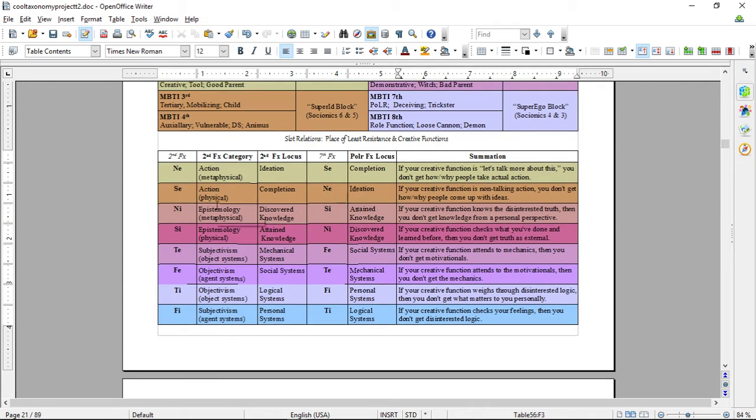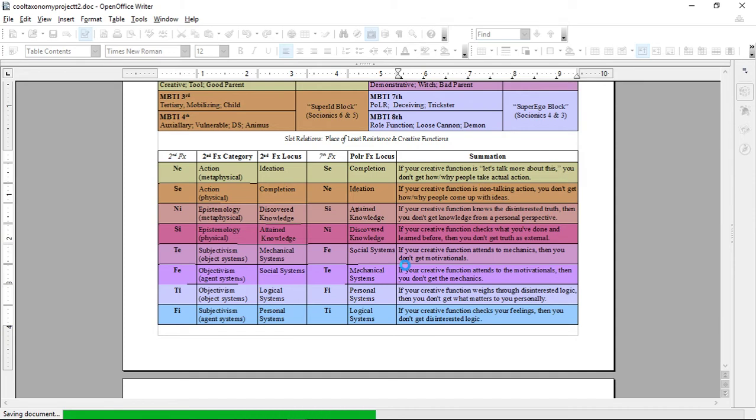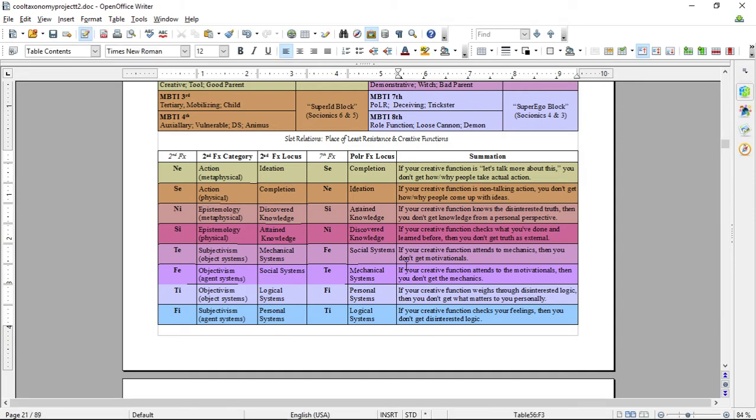NI, epistemology, metaphysical, its locus is discovered knowledge. That's to say, knowledge that's implicit to things outside of you, or seems to be to you. That means your polar is going to be SI. If you've got a tool function of NI, your polar is SI. Why? Because if your creative function knows the disinterested truth, then you don't get knowledge from a personal perspective. If your tool function is SI, your locus is attained knowledge, and what your polar is about is discovered knowledge. So if your creative function checks what you've done with what you've learned before, then you don't get truth as external and eternal.